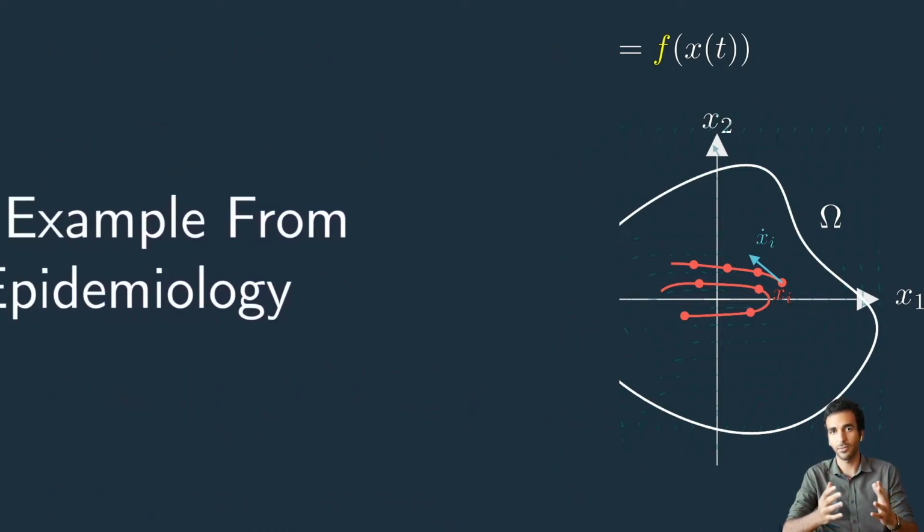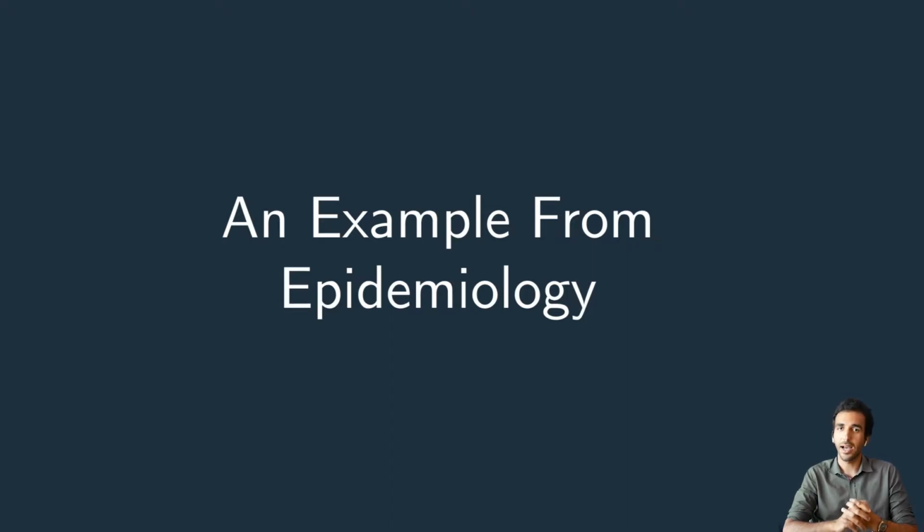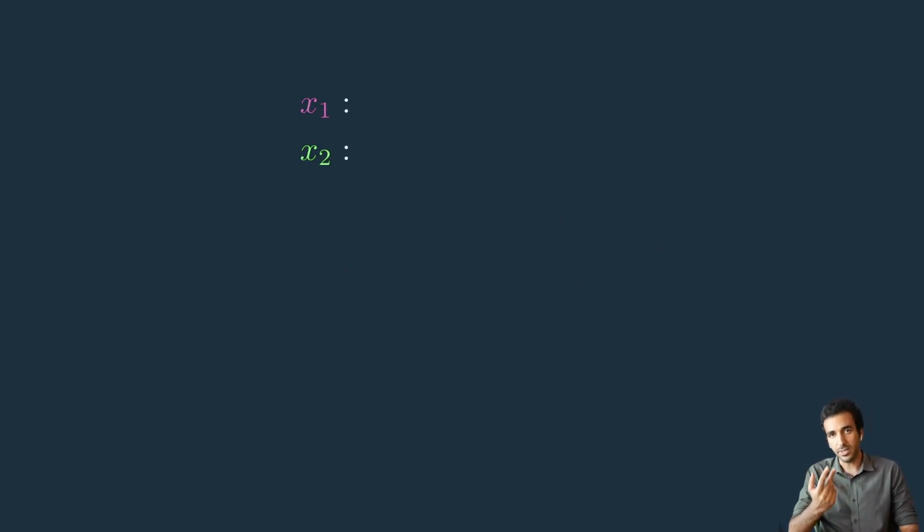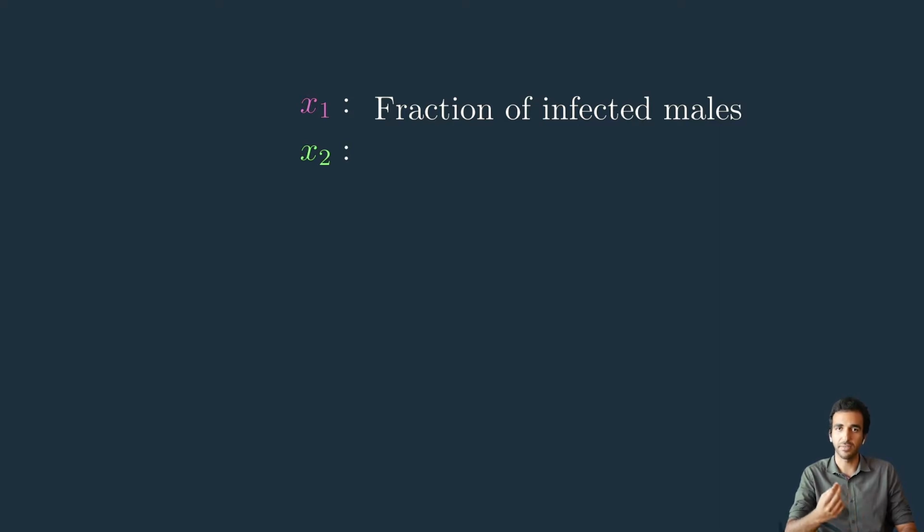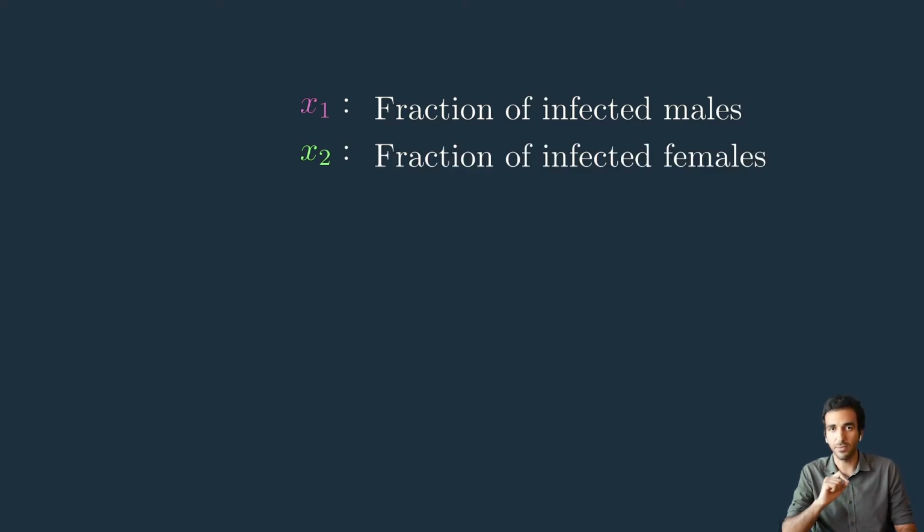Okay, so let's see the first numerical example. This one is from epidemiology, as I said, and this dynamical system that I'm going to show you has appeared in the literature as a model for the spread of a sexually transmitted disease like gonorrhea in a heterosexual population. So here I have two state variables, x1 and x2. x1 represents the fraction of infected males, x2 represents the fraction of infected females.